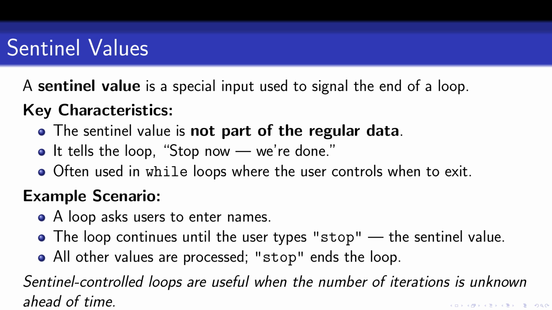For example, you might prompt users to enter names until they type the word stop. In that case, stop is the sentinel. It doesn't get processed like the other names, but instead tells the loop to exit. This approach gives the user control over the loop's duration and makes the program flexible for varying amounts of data. Sentinel values are particularly helpful in interactive scripts, file reading tasks, and any loop where the end condition depends on a meaningful signal rather than a fixed number of iterations.